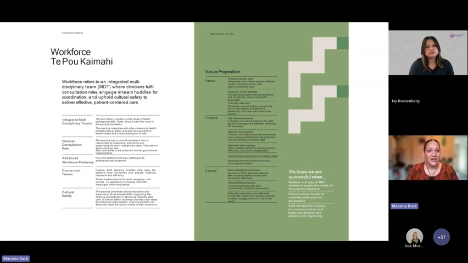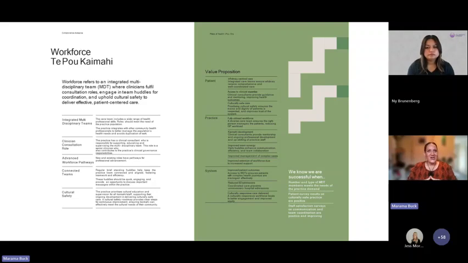So this pou kaimahi for workforce is made up of 5 elements. When we talk about workforce, we talk about the integrated multidisciplinary teams. We talk about clinicians having a consultation role, where teams engage in huddles and uphold cultural safety to deliver effective patient-centred care. I will invite you just to have a read through this either on your own document or the document that we're sharing on your screen.